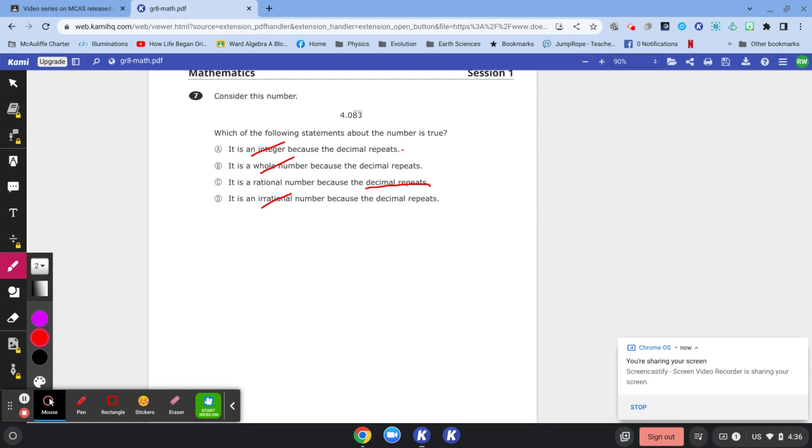This is Mr. Ward. I'm going to do a short thing on number 7 from the 2021 8th grade Math MCAS. We're going to consider this number, 4.083 with the 83 repeating. Which of these statements is true?